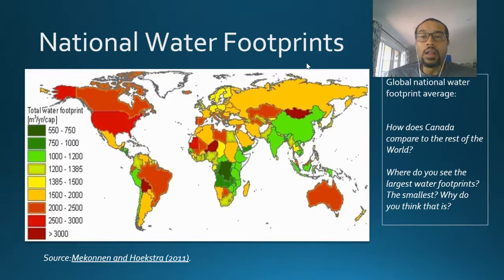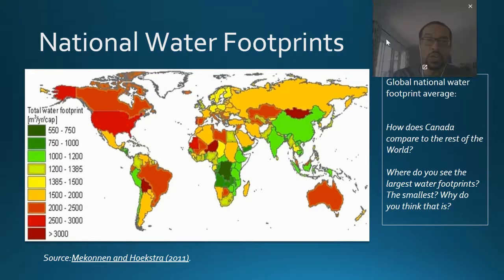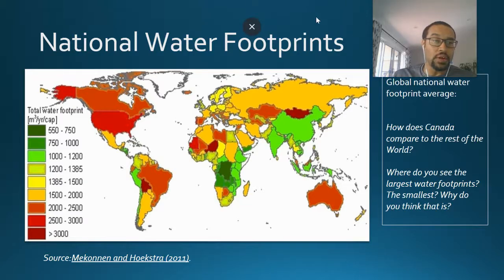Okay, let's take a look here. So here's a world map, and you'll have to take a look at what this map is showing by looking at the legend here. This is the average water footprint for the nations around the world. And I want you to look at the prompts or questions that I have in the box to the right. If you can try to spot some trends, let's see what we can find. First off, let's look at Canada.